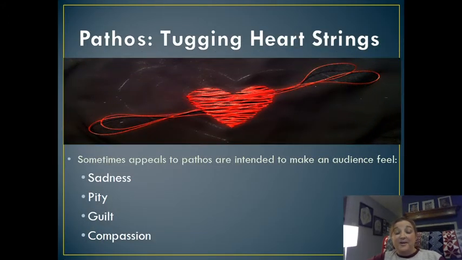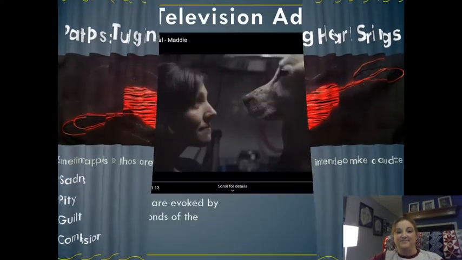This is when you bring up stuff that makes the audience feel sadness, feel pity, feel guilt, feel compassion, feel loved. This is that moment in the movie when your mom starts crying or your girlfriend looks over at you and says, "Oh," that kind of moment. That is an appeal to pathos.